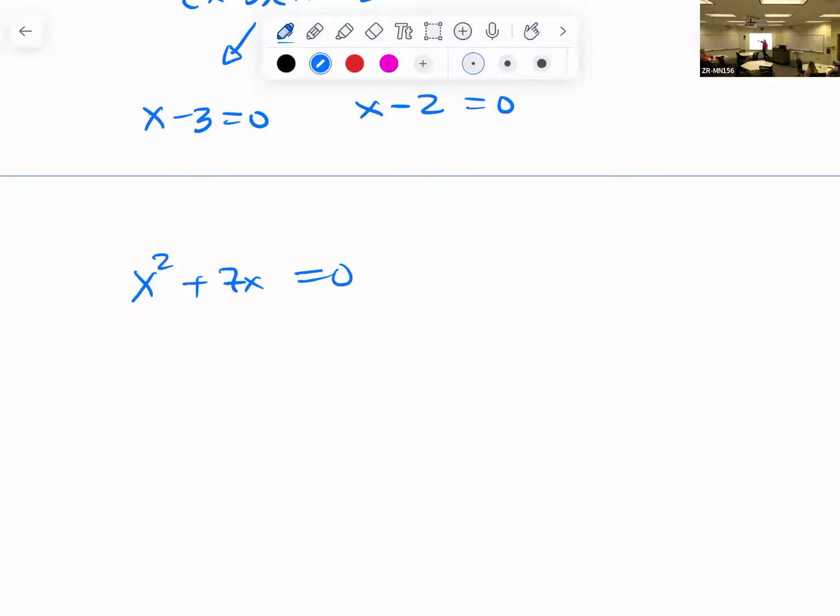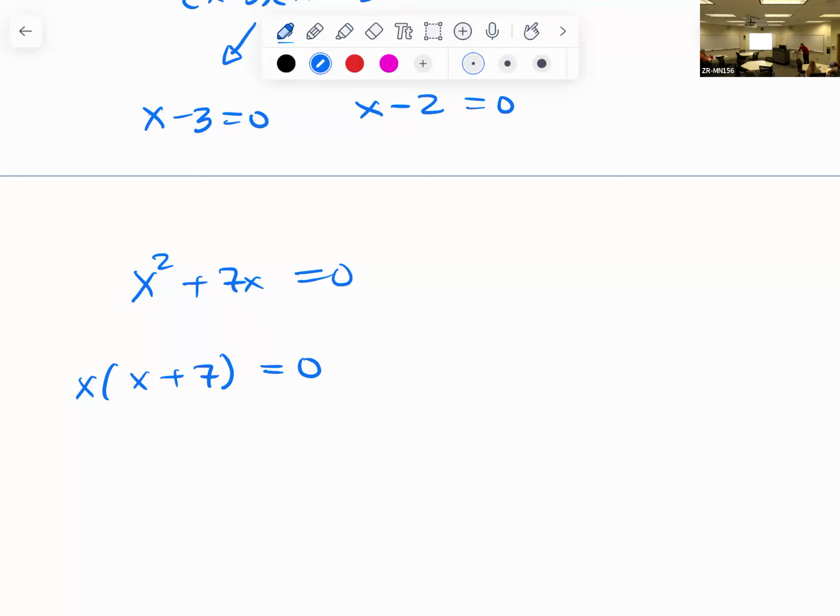What do I do, Brittany? Wait. How do I factor this? With the most common. Greatest common factor. What's the greatest common factor there? X. So pull an x out. That leaves x times x plus 7 equals 0.